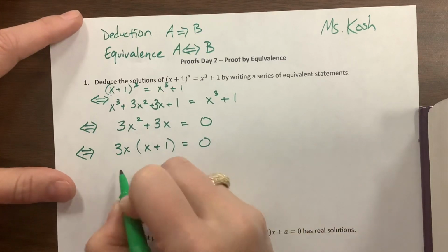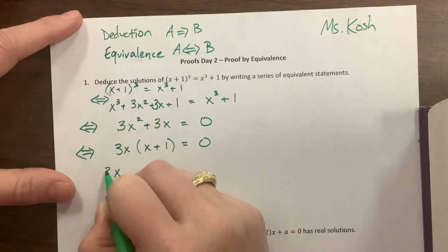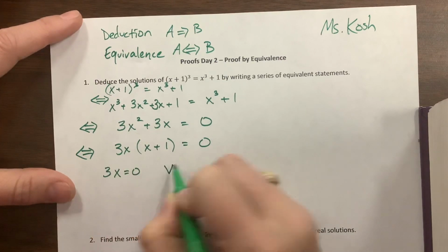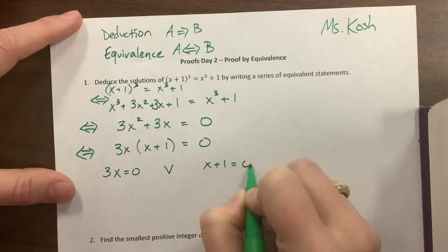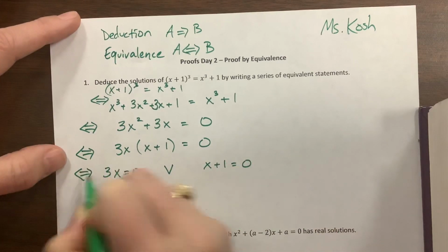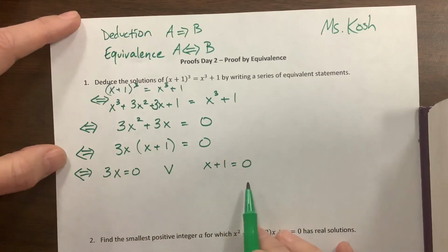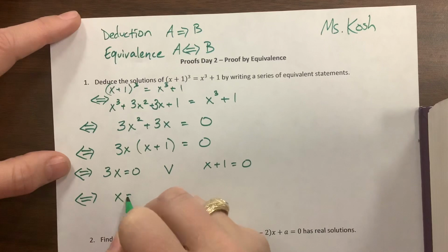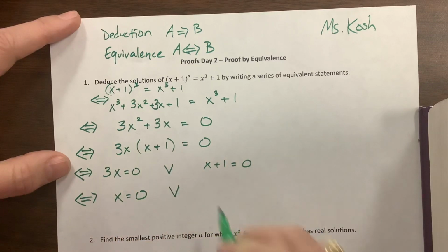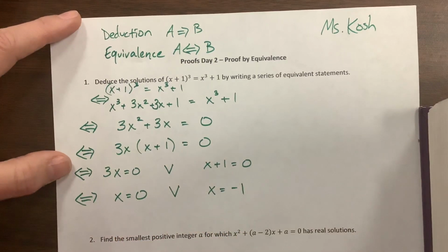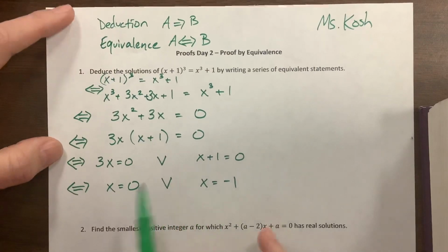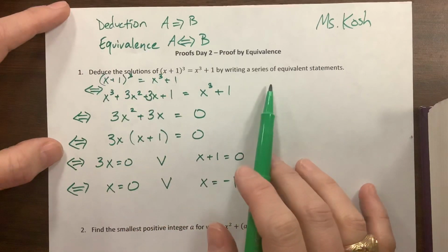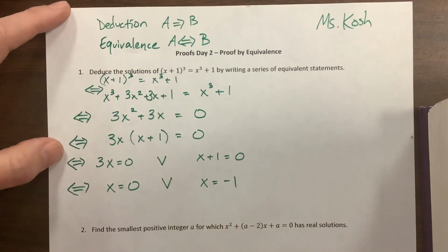And then what I can say is that 3x would need to equal 0, or x plus 1 would need to equal 0. Okay, this is exactly equivalent to that, and also I could work my way backwards. Therefore, that would be equivalent to saying that x is equal to 0, or x is equal to negative 1. Okay, so now we have found the two solutions to this by writing a set of equivalent statements the whole way down.